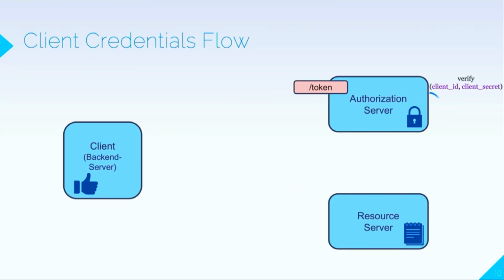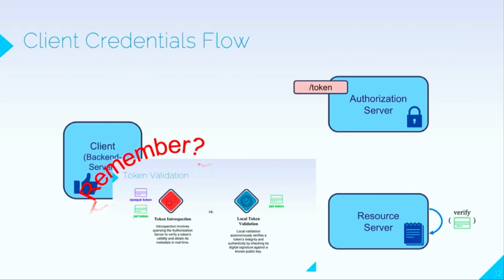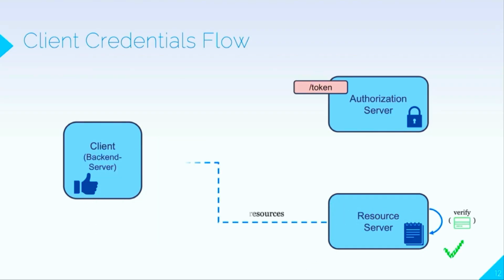The authorization server verifies the client's credentials, and if everything checks out, it sends back an access token. The client uses this access token to access resources on the resource server, not on behalf of a user but on behalf of itself. This is an important distinction and brings us to the possible use cases for this flow. The resource server validates the access token and, if valid, provides the requested resources to the client, completing the flow.